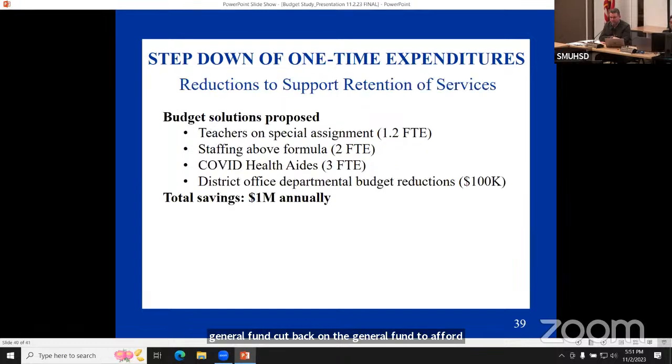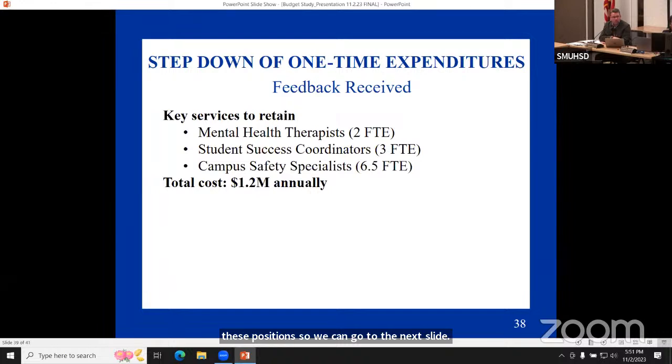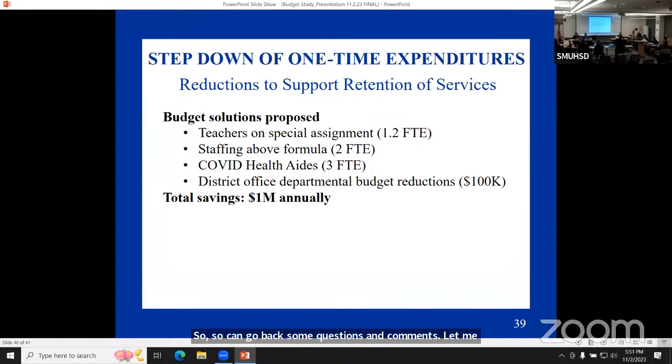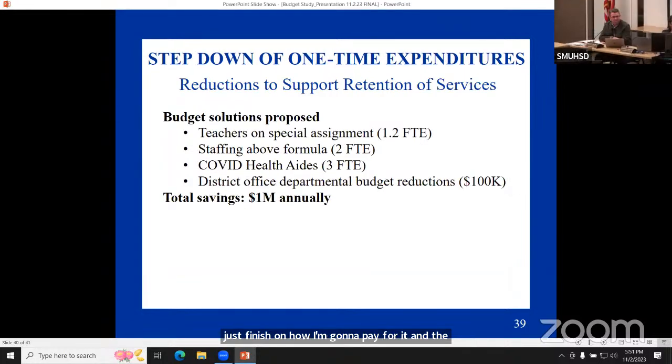So we can go to the next slide. Can we take some questions and comments? Let me just finish on how I'm going to pay for it, the recommendation on how to pay for it. Let's just finish this part.